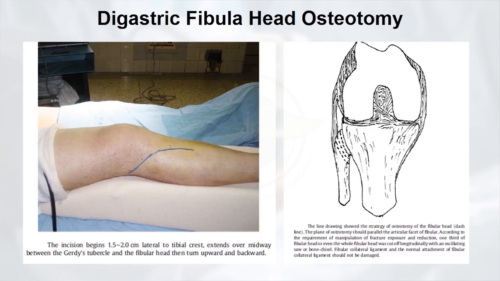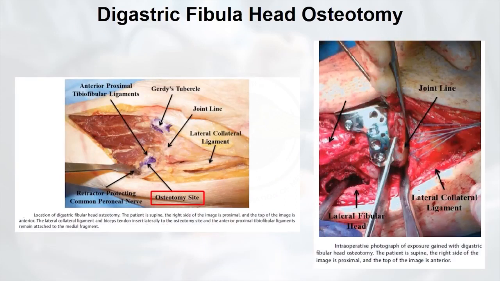This incision is good enough for exposing the lateral part of the tibial condyle through the digastric fibular head osteotomy. This is the osteotomy site. The head of the fibula is being osteotomized in this way, and after osteotomy, the fracture fragments are very well available. This is the joint line, this is the lateral collateral ligament, and this is the lateral fibular head osteotomy. This way you can fix the fragments.